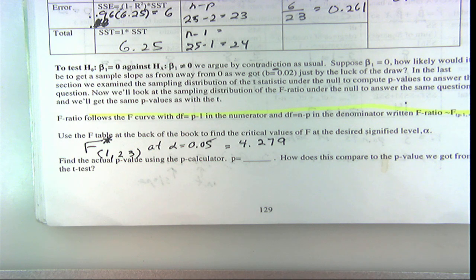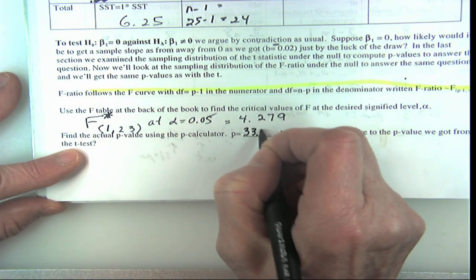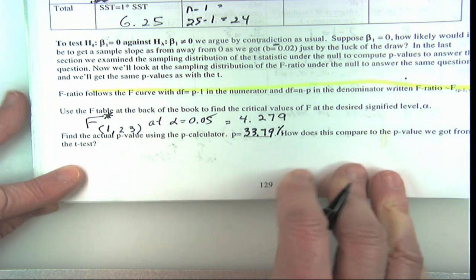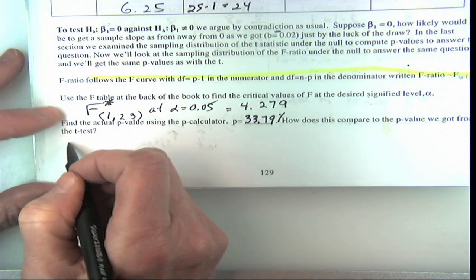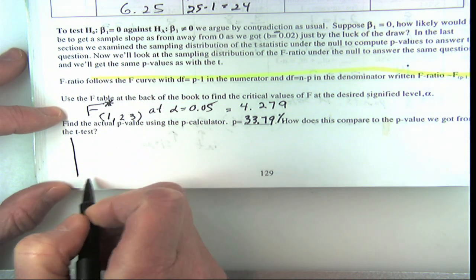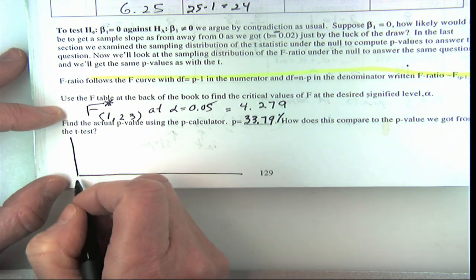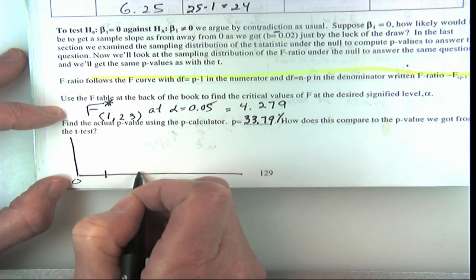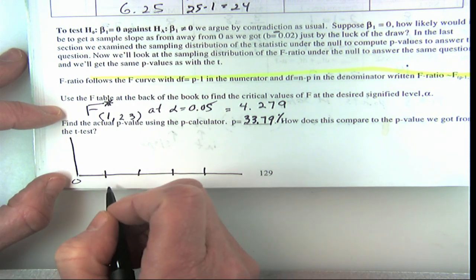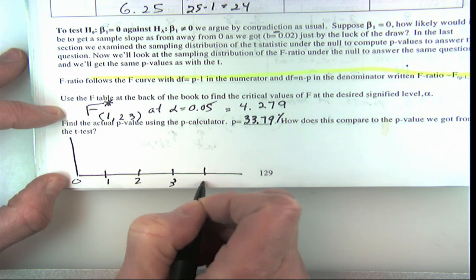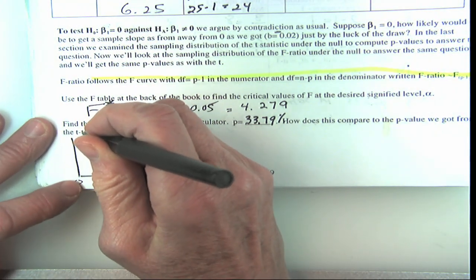All right, let's go back to our document camera and write some of that down. We found the actual p-value was 33.79%. Let's draw a picture because you're not used to these. It's all positive. This is our F curve, just a sketch of it. The mean is centered at 1, 2, 3, 4, 5. It goes way up here, like this.